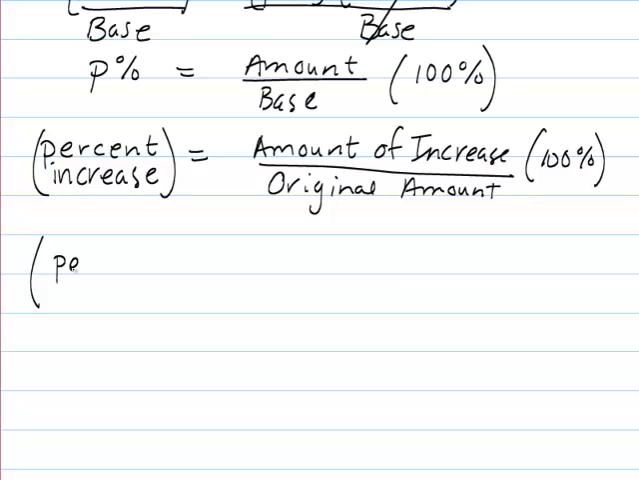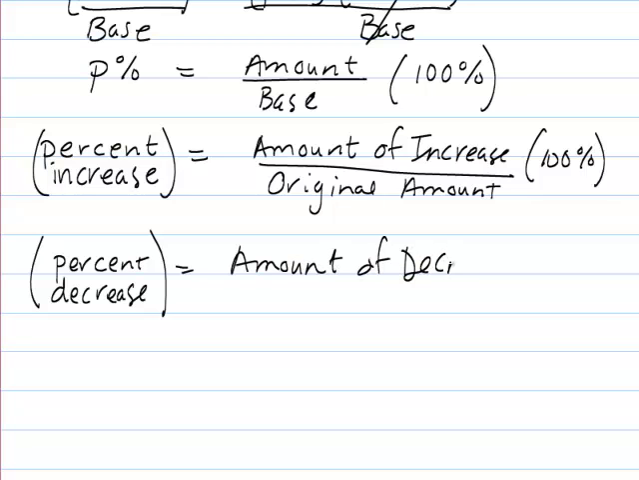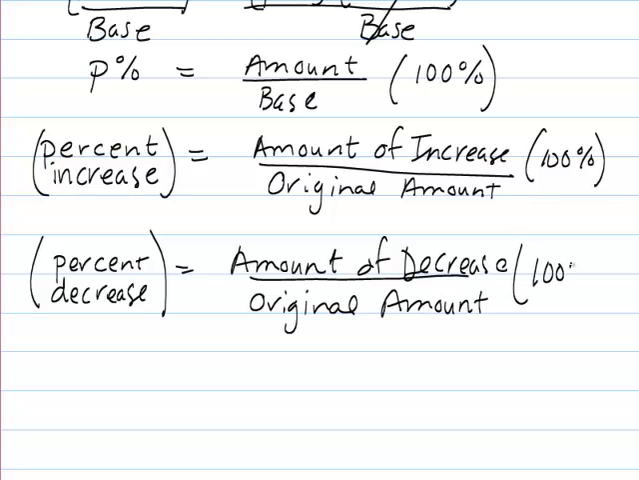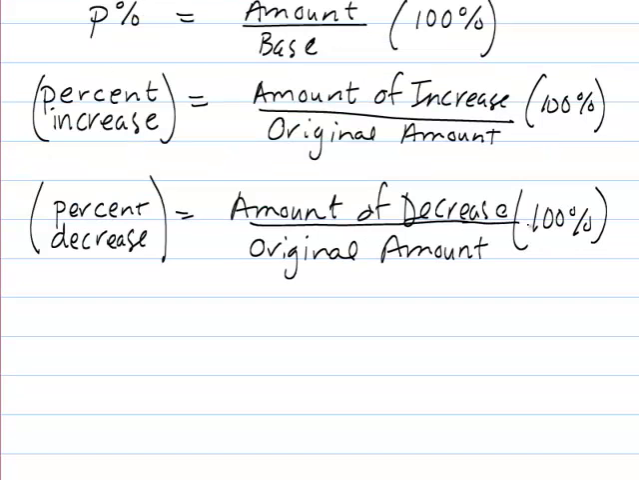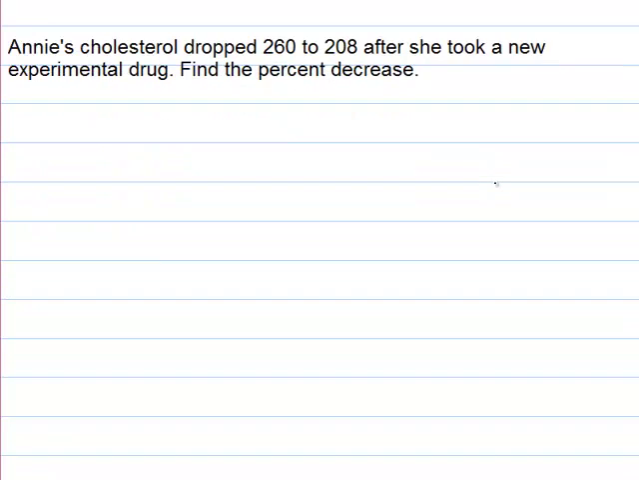And likewise, our percent decrease will equal the amount of decrease divided by the original amount multiplied by 100%. Let's look at some problems using these formulas.